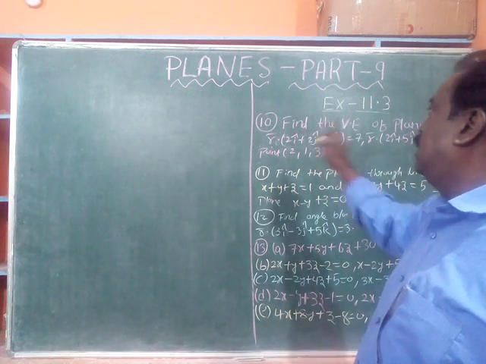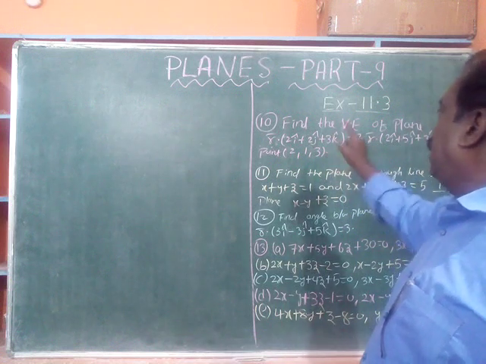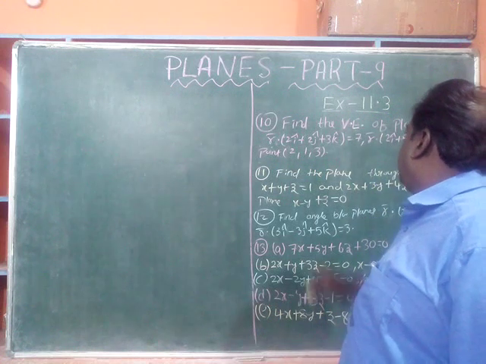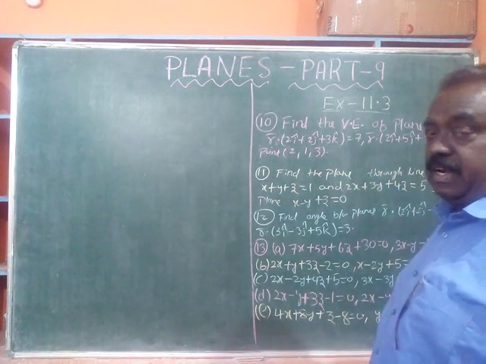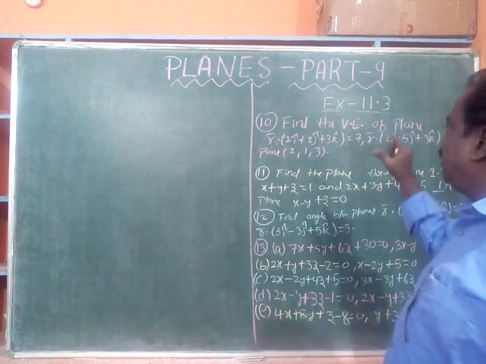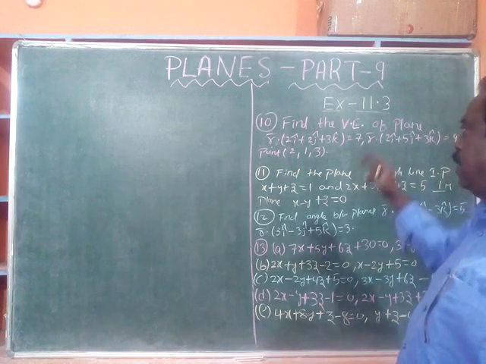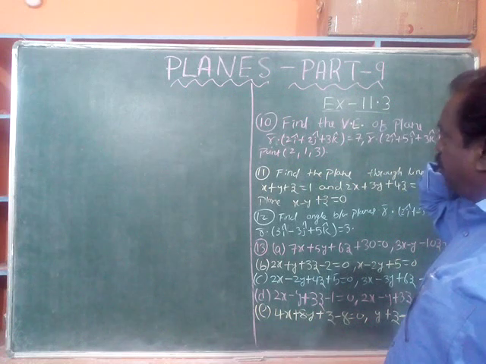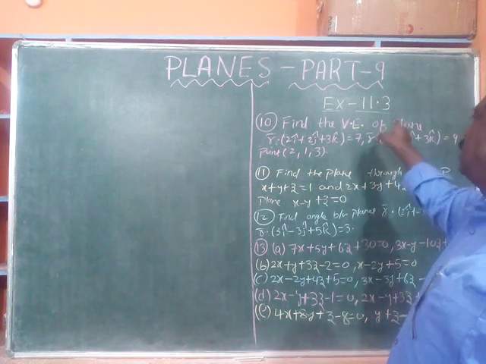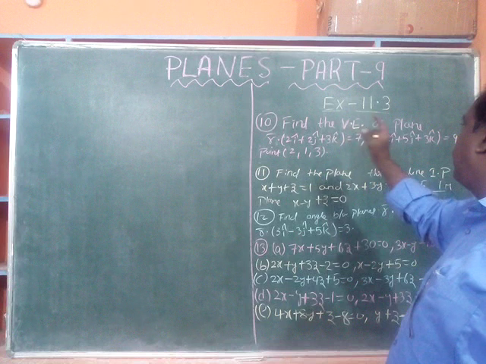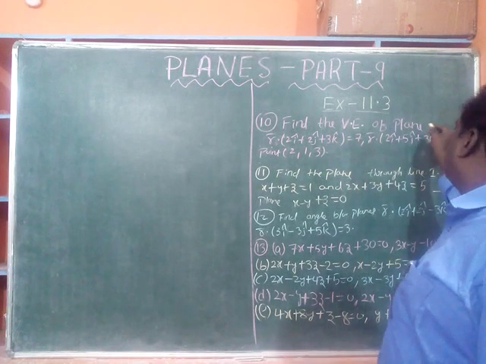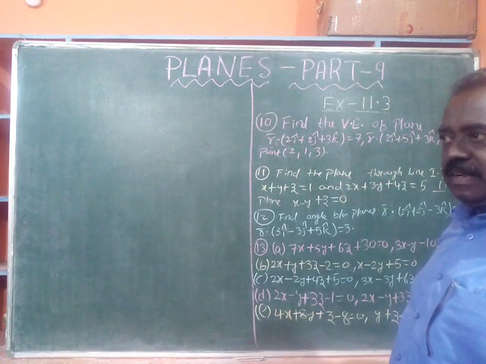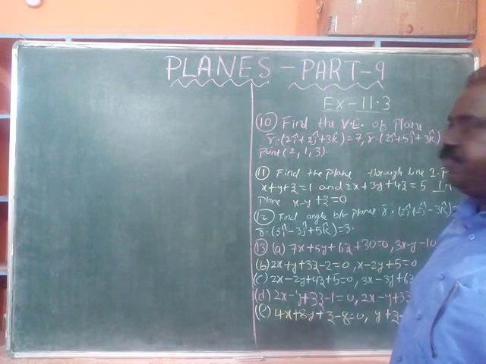Ready. The 10th problem: find the vector equation of the plane. Already the ninth problem is there, the same type of question. The concept of the ninth and tenth are both the same: finding the vector equation of the plane passing through the point of intersection, not point, the line of intersection of the planes.